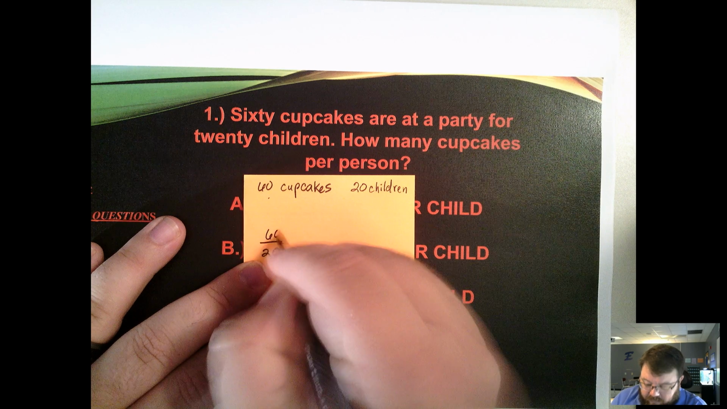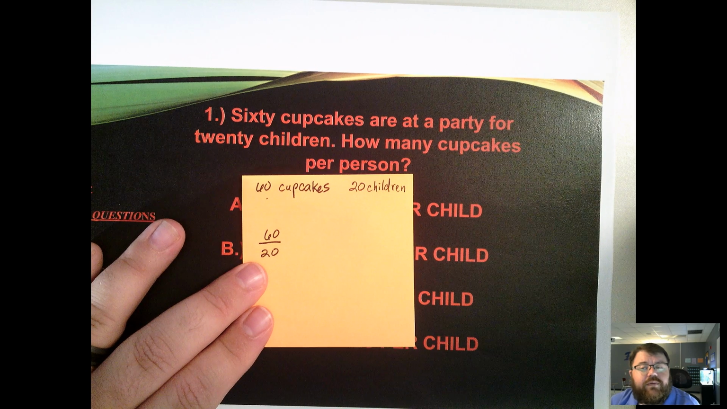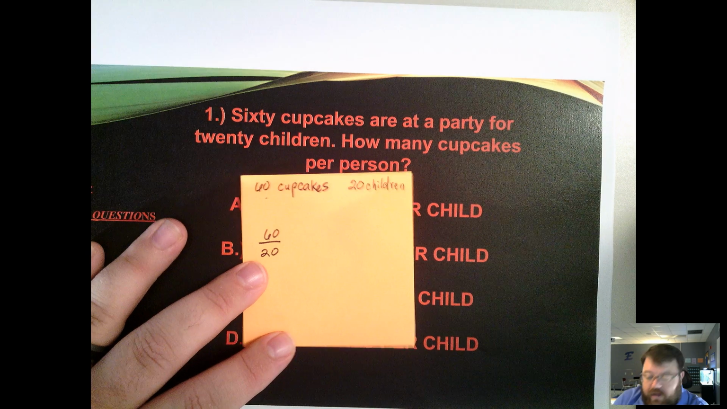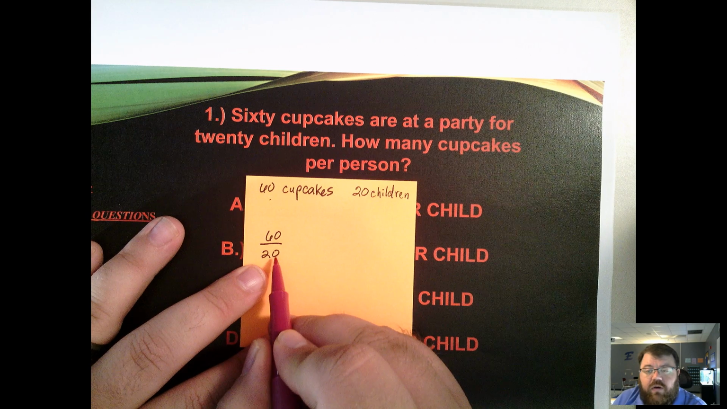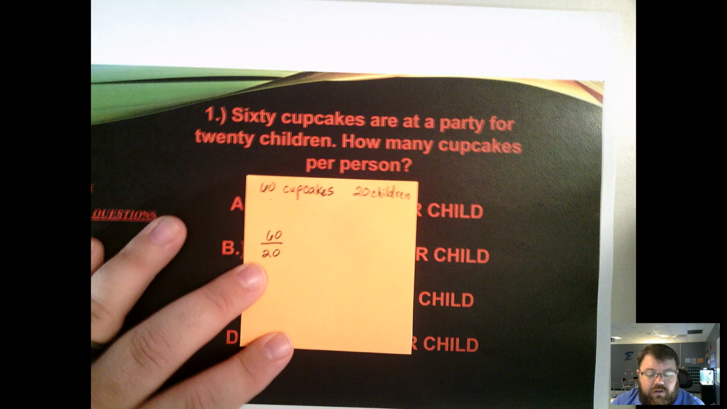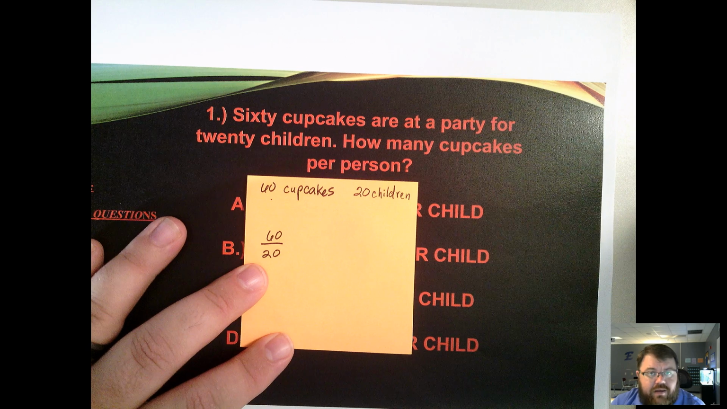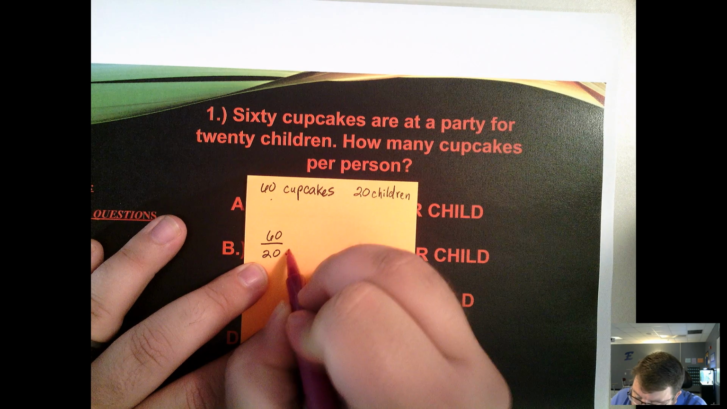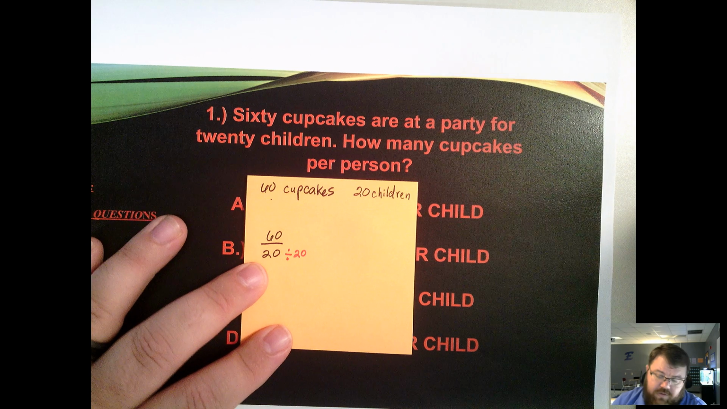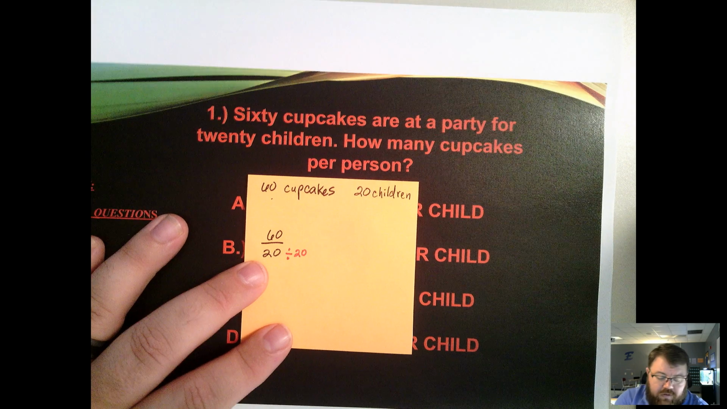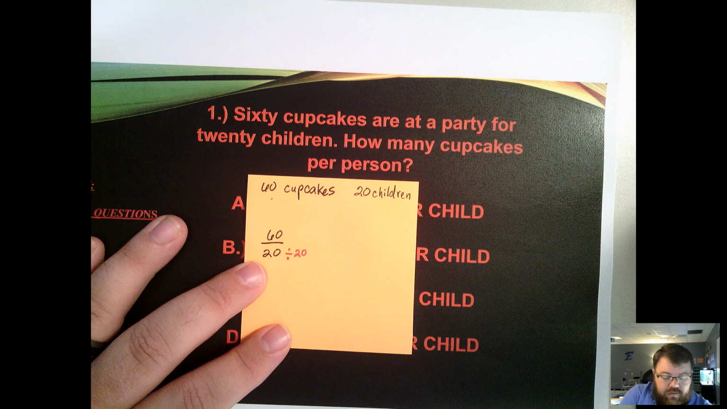60 has got to go in the numerator. Okay? Now from here, what you want to do, you got to get per person, 1. Remember, you got to make this bottom number a 1. To do that, what you have to do is divide it by itself. So I'm going to divide the bottom by 20. And you can go to your calculator and do 20 divided by 20, or if you're not real sure about division, 20 divided by 20 is going to give you 1.